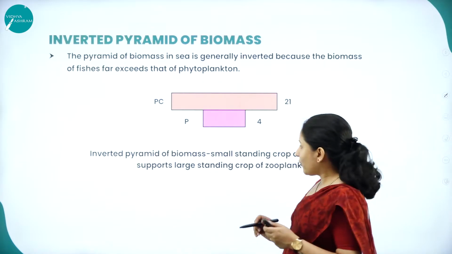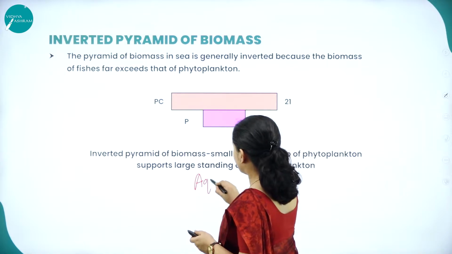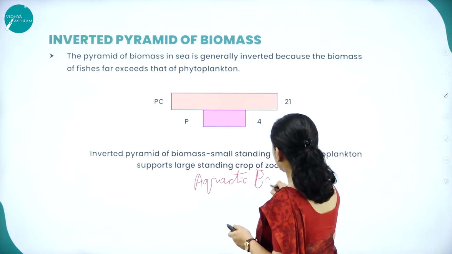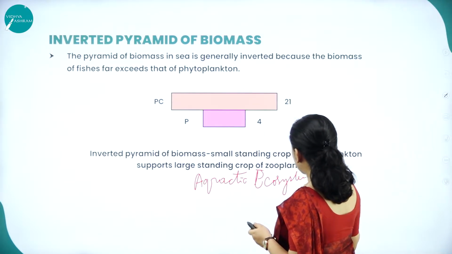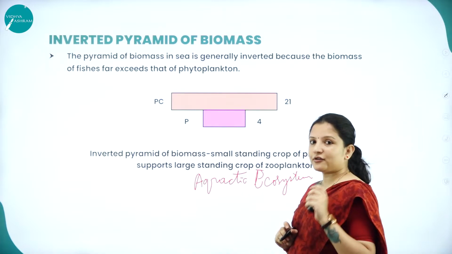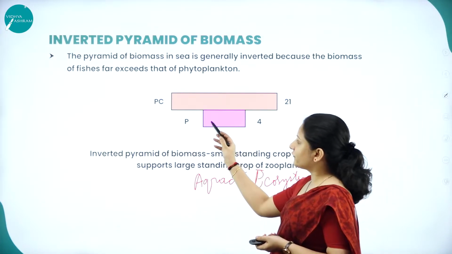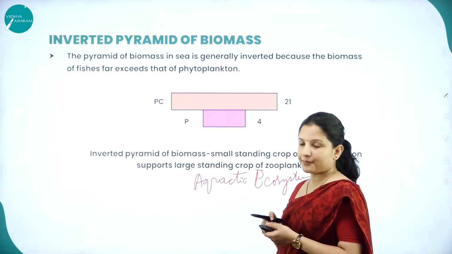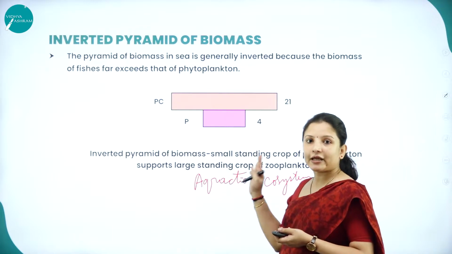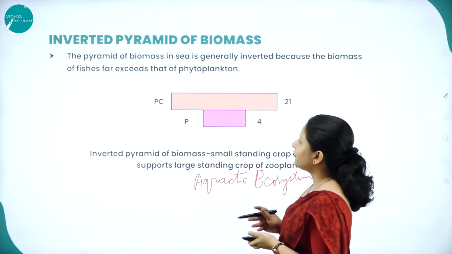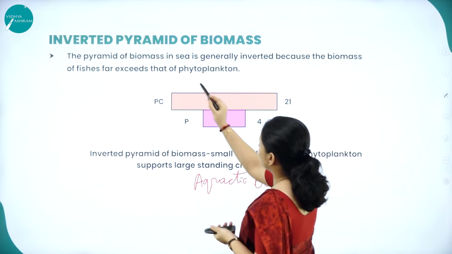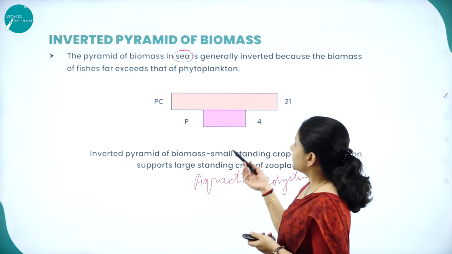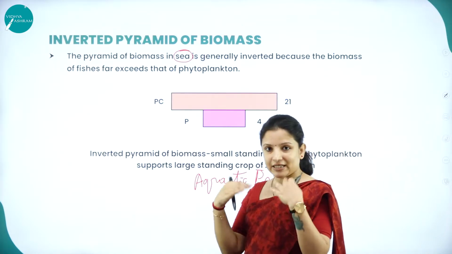But in an aquatic ecosystem, if we take the example of an aquatic ecosystem, here we have an inverted pyramid. Can you see an inverted pyramid? The lower trophic level is smaller in number, the higher trophic level is larger in number. This is only seen in an aquatic ecosystem. So, for the pyramid of biomass, for example, we'll take the example of sea. Sea is an aquatic ecosystem, right? It is a marine ecosystem. So, the pyramid of biomass in sea is generally inverted.